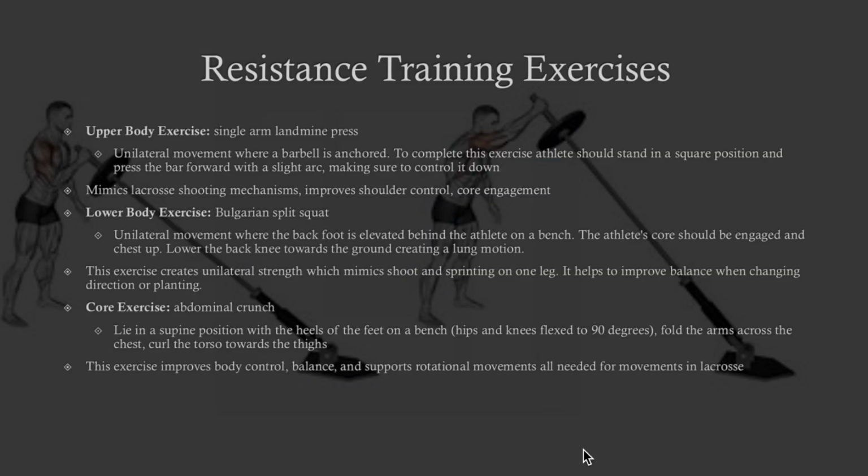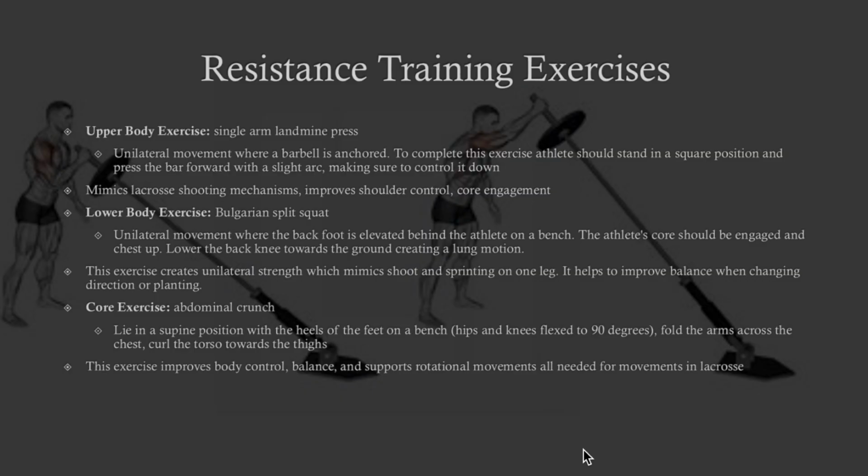A lower body exercise that could be used could be a Bulgarian split squat. This is a unilateral movement where the back foot is elevated behind the athlete on a bench. The athlete's core should be engaged and their chest should be up, lowering the back knee towards the ground to create a lunge motion and then come back up. This exercise creates unilateral strength, which mimics shooting and sprinting on one leg. It helps to improve balance when changing direction or planting.